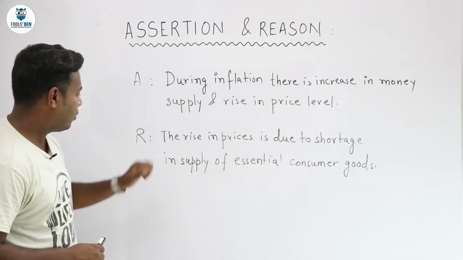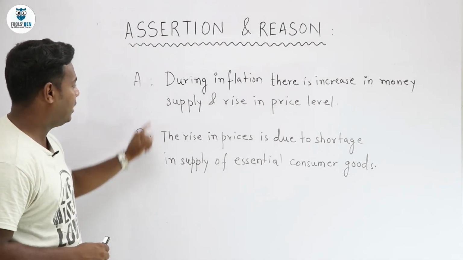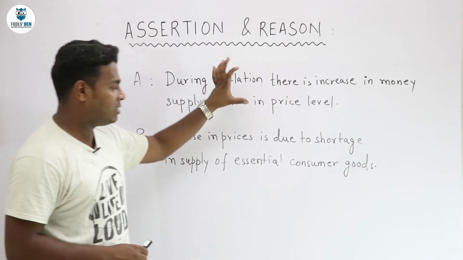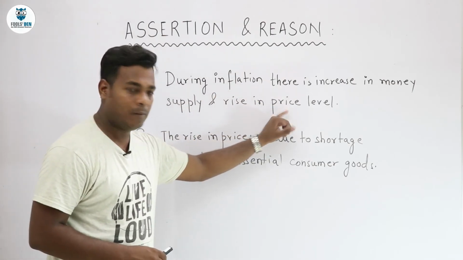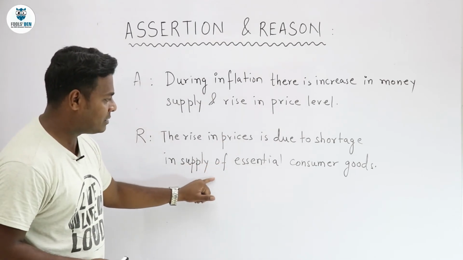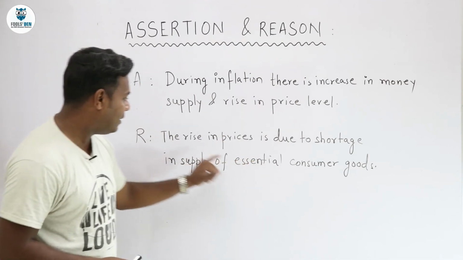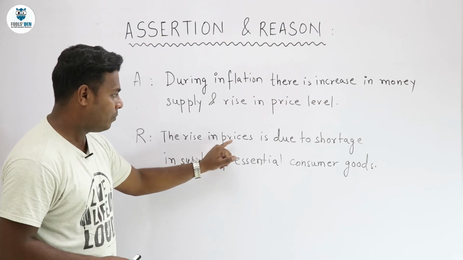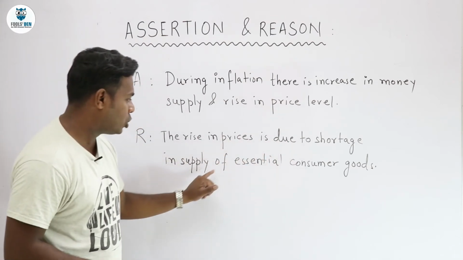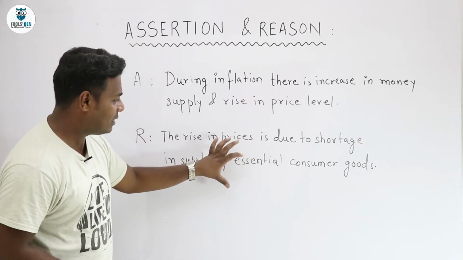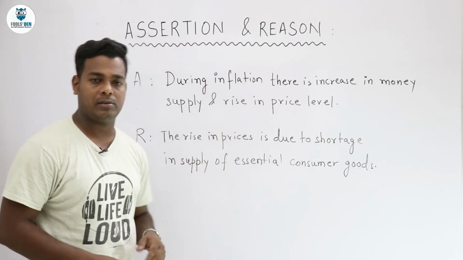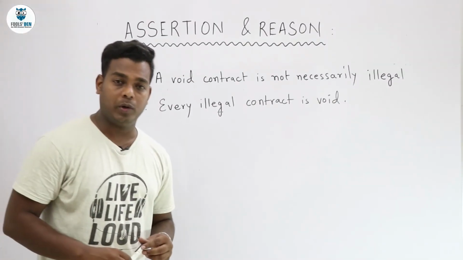Now let's see whether this reason is the correct explanation of the assertion. So the assertion talks about inflation and a rise in the price level of things. And this statement, the reason, explains why the prices rise. This says that due to the shortage of goods, the prices rise, right? So I think this reason is the correct explanation of the assertion. Let's go to the next question.